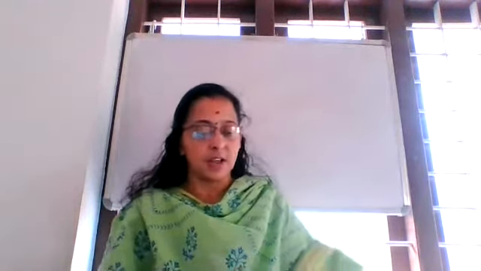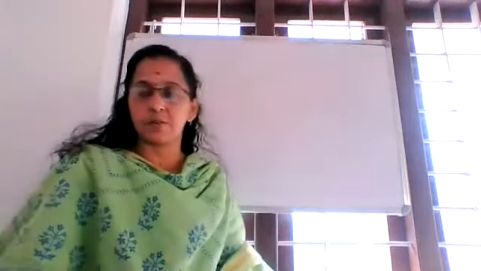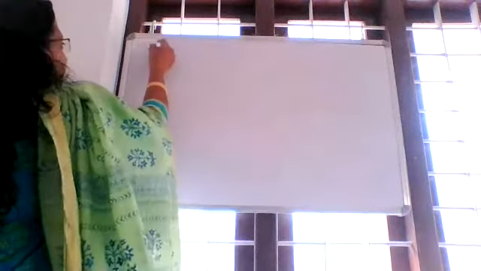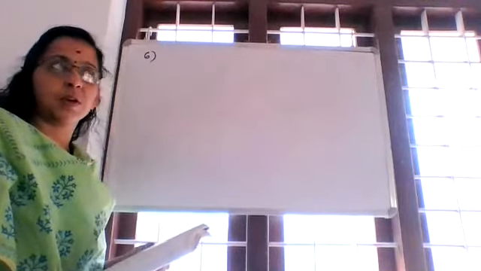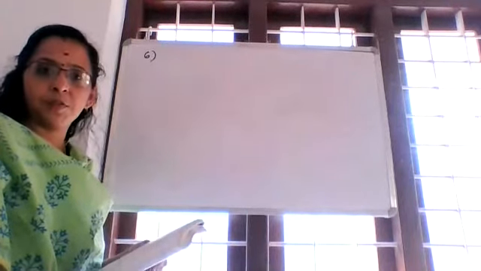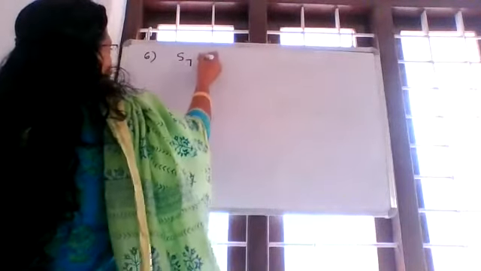So what are the things given? The sum of first 7 terms. How can we represent that? S7 is equal to 49. Sum of first 7 terms means T1 plus T2 plus T3 and so on, so we write S7 is equal to 49.